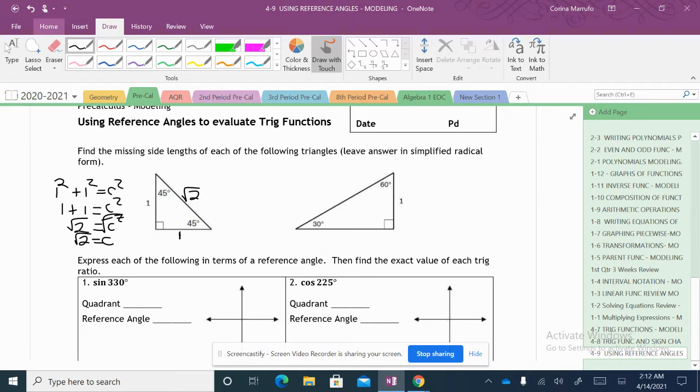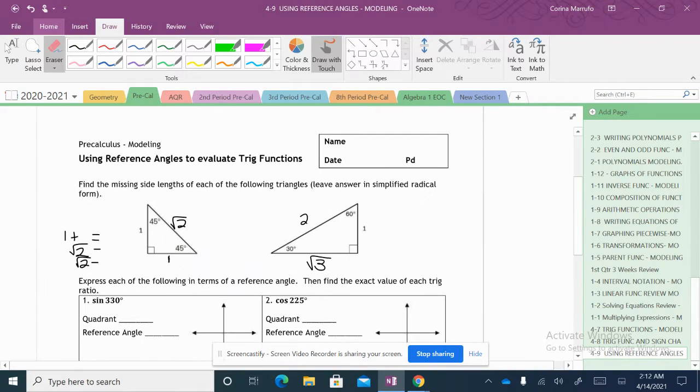Okay. And then we have our next special right triangle, which is our 30, 60, 90. This one I'm probably going to have to use our special right triangles. But if this side is 1, then this side is 2, and this side is the square root of 3. So now from that information, let me go ahead and erase this so it doesn't look so messy. We're going to use our reference angles.